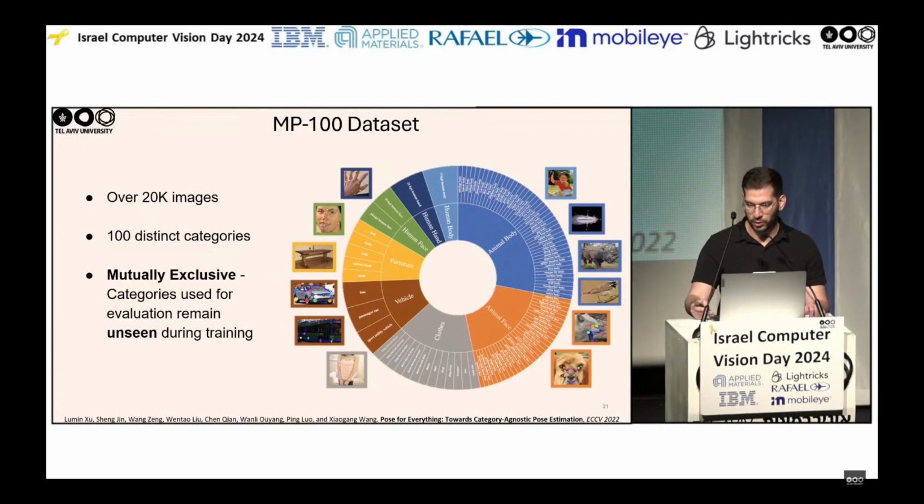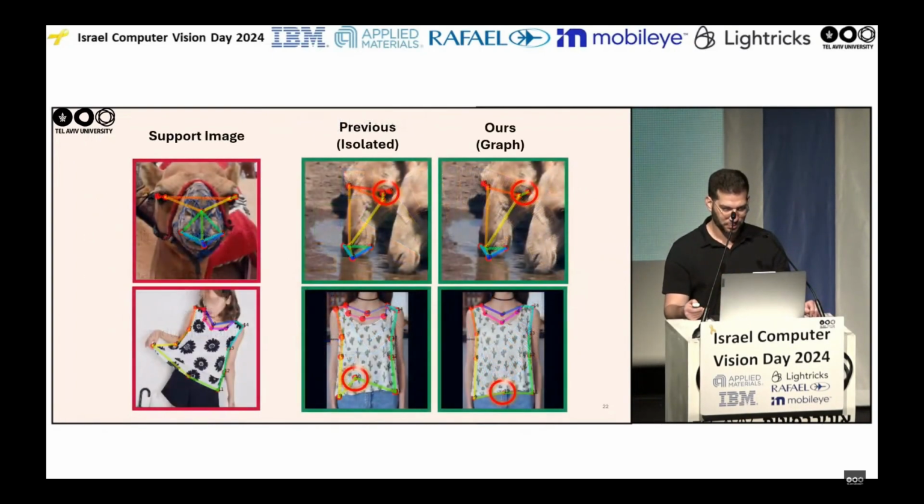So to train and test our model, we use the dataset called the MP100 dataset. It is a dataset composed of over 20,000 images from over 100 distinct categories, ranging from animals, vehicles, furniture, clothing, etc. It is split such that during test time, we encounter categories that have never been seen during training. And additionally, the MP100 is constructed from existing category-specific datasets. As we now also require the graph definition between the key points, we took these definitions from the original dataset, and in the few cases where the graph definitions were missing, we annotated them ourselves.